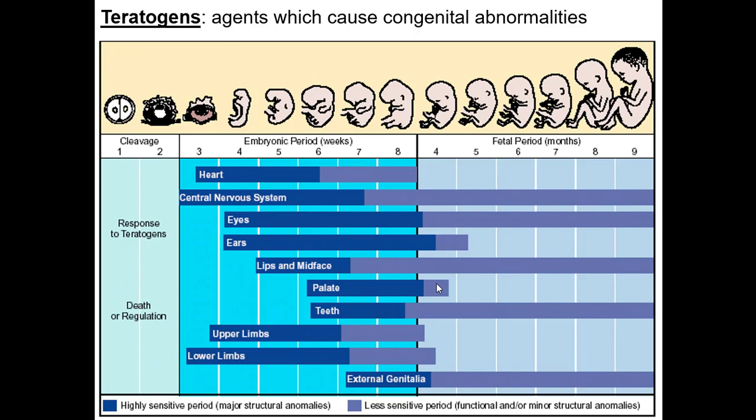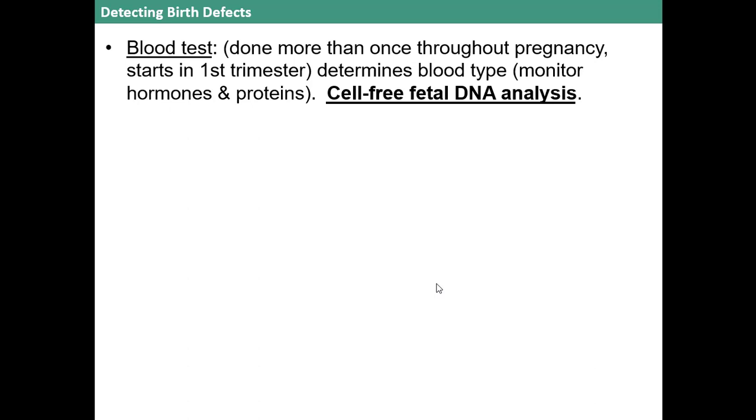Now, what can be done for the mother to detect birth defects? Well, a blood test can be done, and a blood test can be done more than one time throughout a woman's pregnancy. These start in the first trimester, and this can be done to establish the mother's blood type. This can also be used to monitor hormones and proteins.